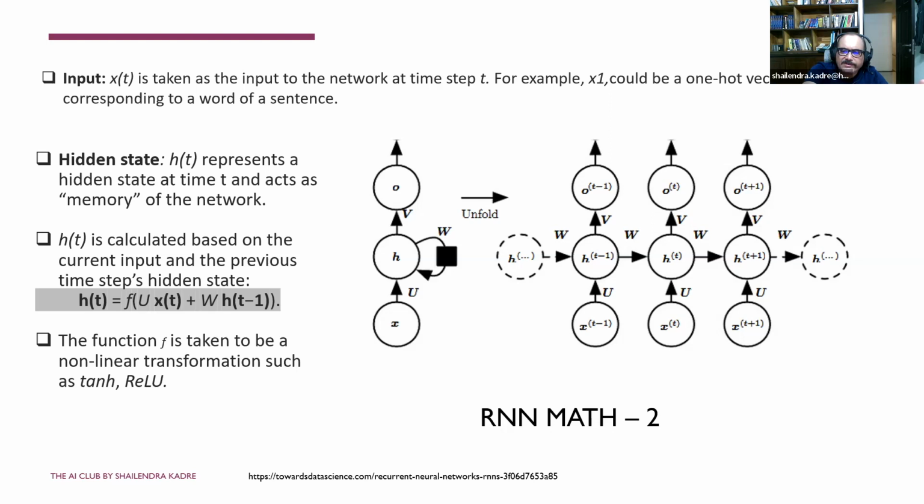So U is the weight sitting between the input feature and HT, and W is the weight sitting between the previous network and the new network, and V is the weight sitting between HT minus 1 and OT minus 1. So U, V, W, three weights are there. We have seen the function of U and W right now. We have not seen the output. So let us see how output works.